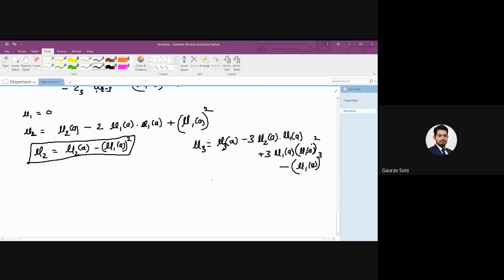So the simplification of last two terms is always to be done because you get mu1 of A and mu1 of A square. So that will be actually mu1 of A cube. So the formula will be mu3 of A minus 3 mu2 of A into mu1 of A plus 2 times mu1 of A cube.